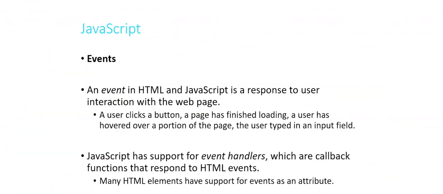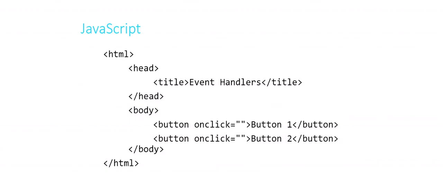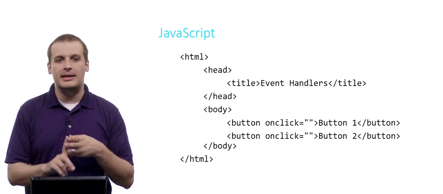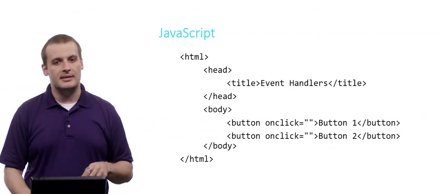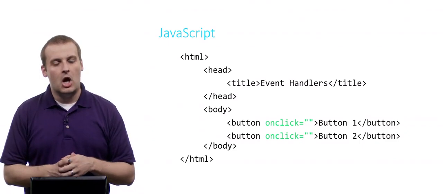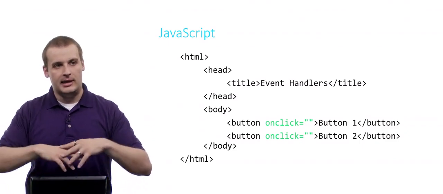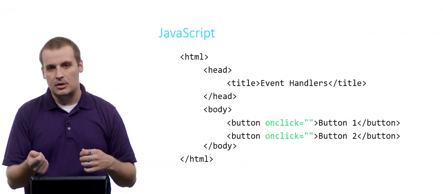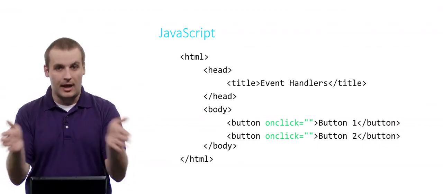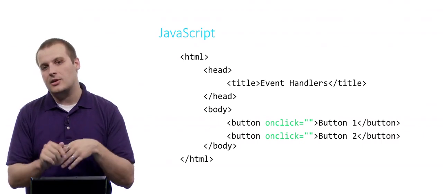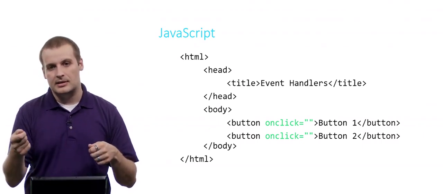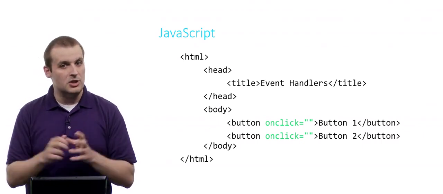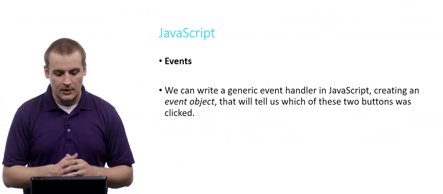Many elements of HTML have support for events as an attribute. So here's an example of some really basic HTML. I have my head and my body, and inside of the body, there are two buttons. And they have this attribute called onClick. OnClick is basically a definition for an event handler, so that I want something to happen when I click the buttons. Right now, it's nothing. But I can put something in there so that when I click on either of those buttons, that function in between the quotation marks would get called.